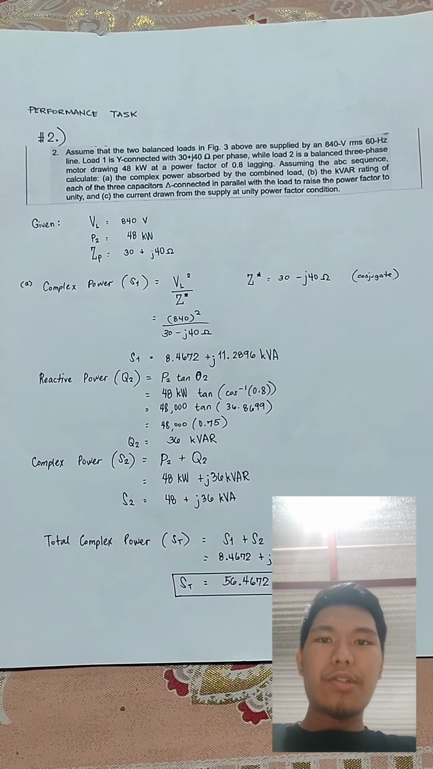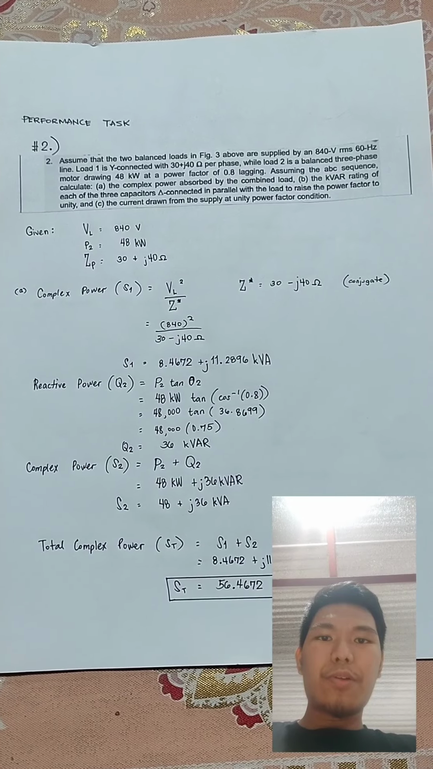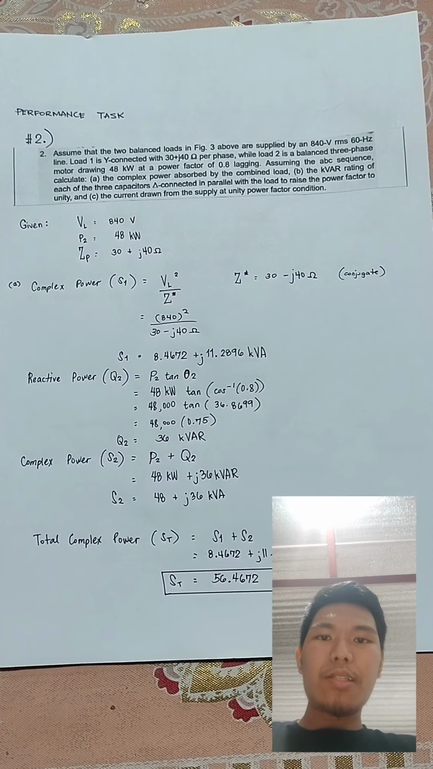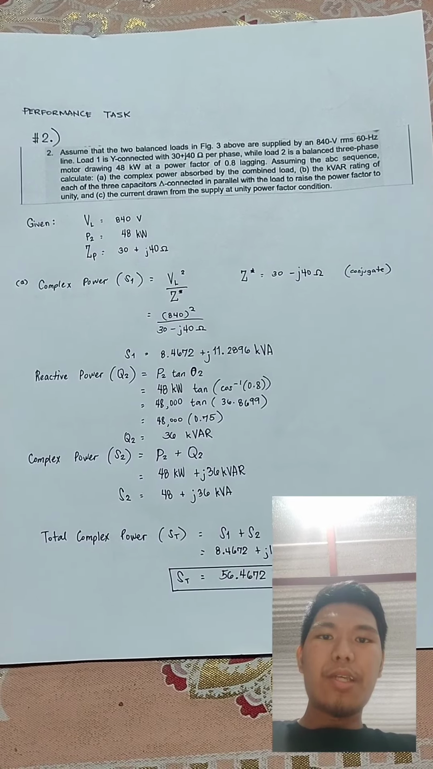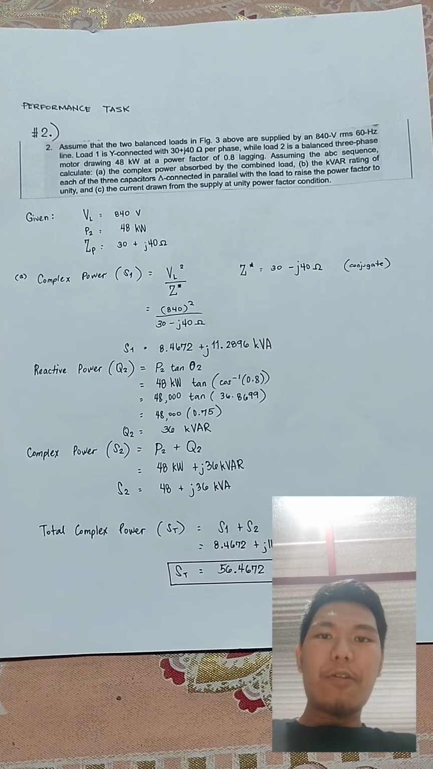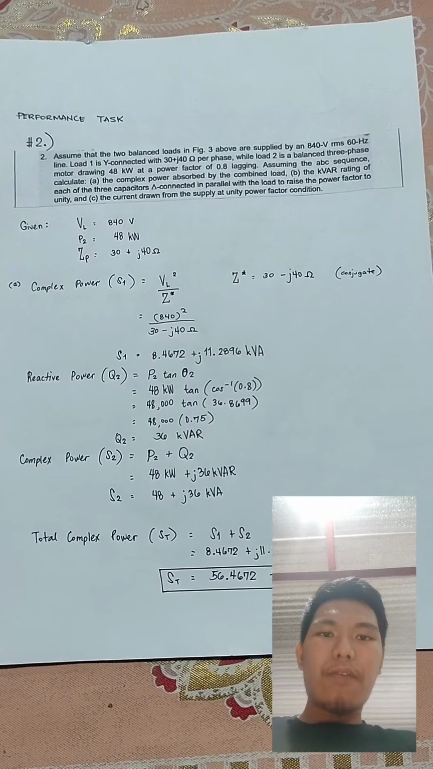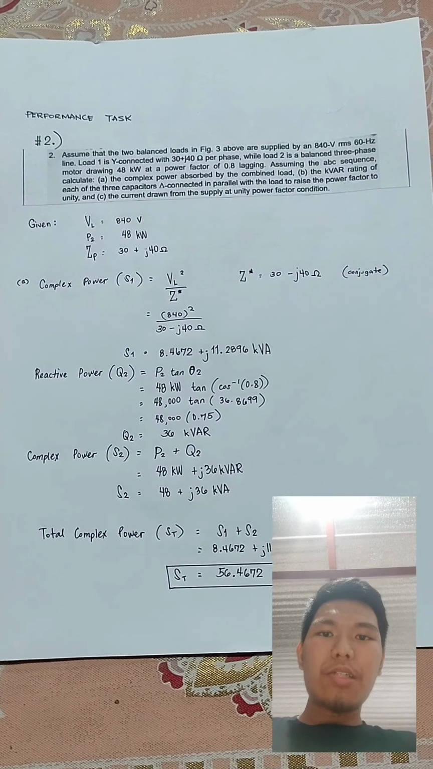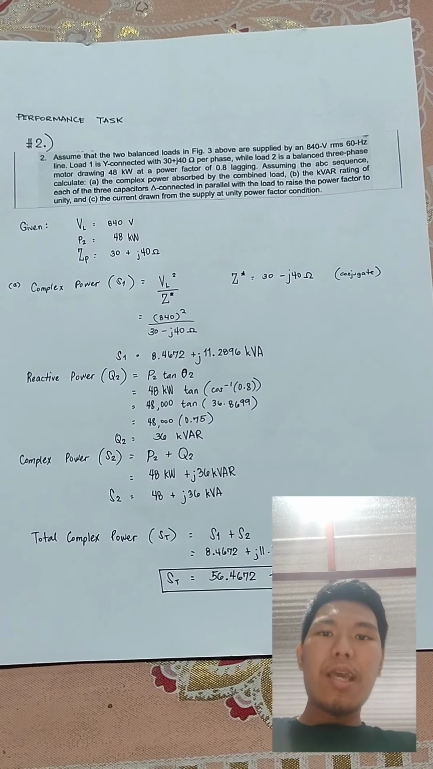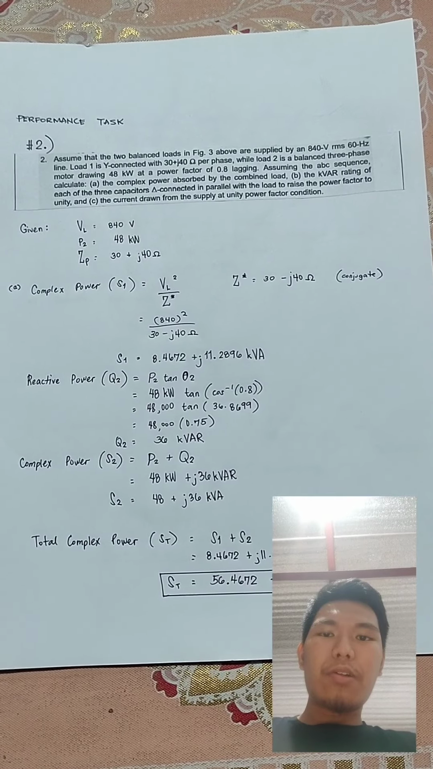In number 2, assume that the two balanced loads in figure 3 above are supplied by an 840 volt RMS 60 Hz line. Load 1 is Y connected with 30 plus j40 ohms per phase, while load 2 is a balanced 3-phase motor drawing 48 kilowatts at a power factor of 0.8 lagging. Assuming the ABC sequence, calculate A, the complex power absorbed by the combined load; B, the kVAR rating of each of the three capacitors delta connected in parallel with the load to raise the power factor to unity; and C, the current drawn from the supply at unity power factor condition.